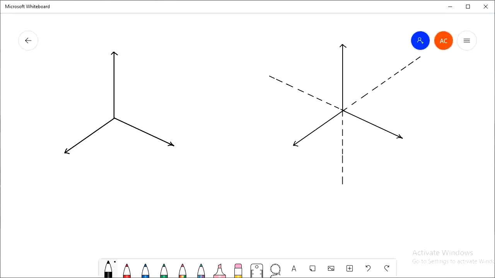In this video, I will demonstrate how to position a point in cylindrical coordinate system. Before drawing, let's talk a little bit about cylindrical coordinate system.